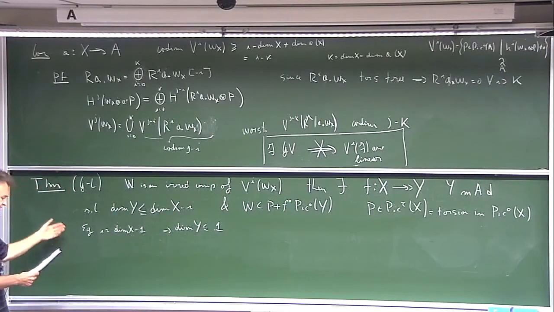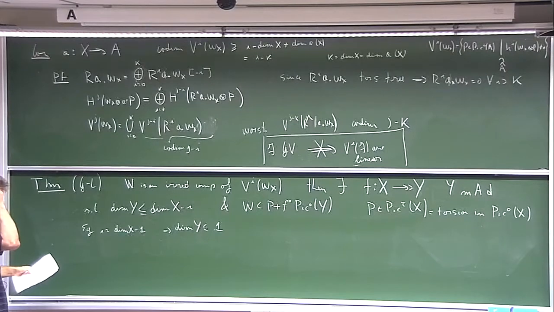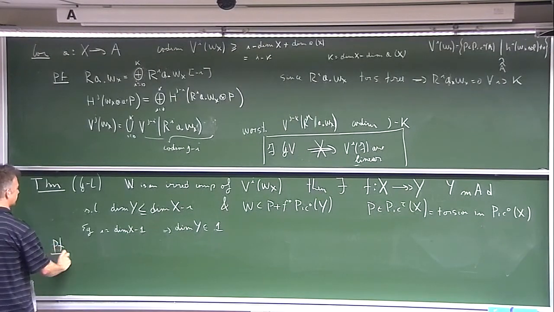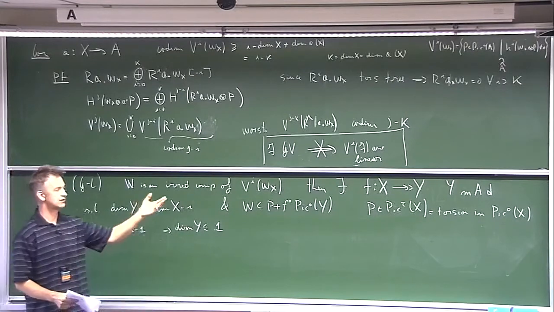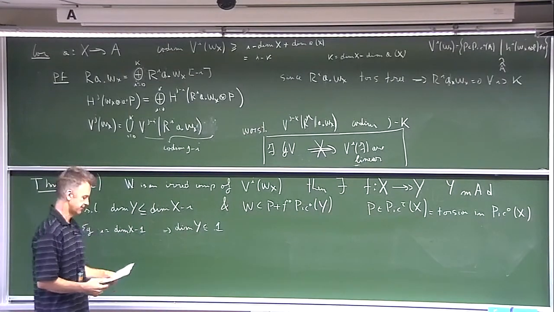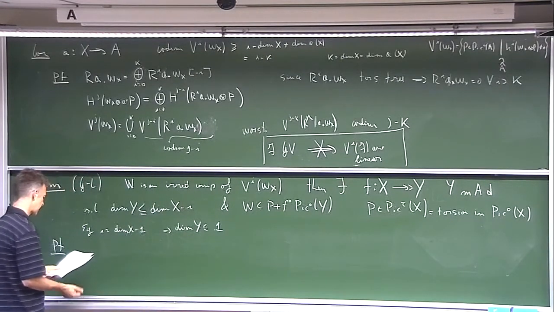OK, so let's get back to the proof of this. Somehow I need to magically make a variety of maximum Albanese dimension appear. So what do we have?